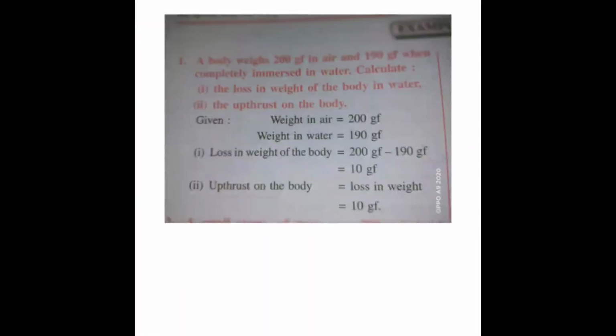So relative density states weight of metal in air divided by the loss of weight in water. So the metal in air was 120 gram, and in water it has reduced by 15. Therefore the relative density of the metal is 120 divided by 15, that is 8, right? So these are the few numericals which we have discussed based upon relative density, relative density of a solid, relative density of liquid.